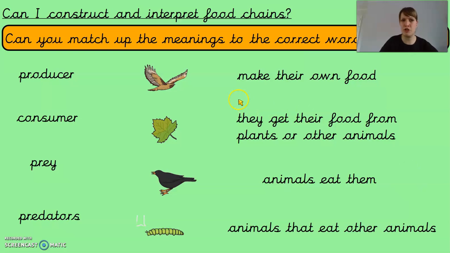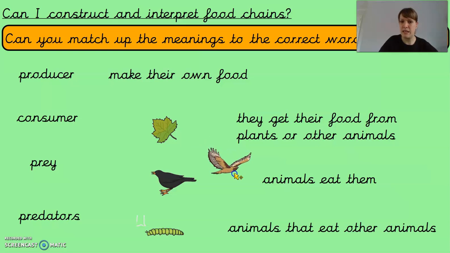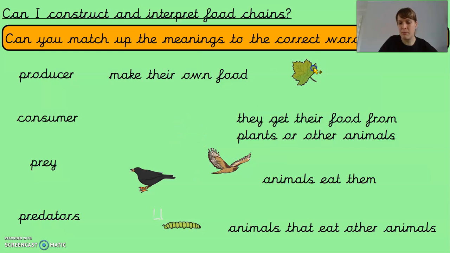So I know that producers make their own food. So I'm just going to move this bird out of the way and I'm going to put that. Producers make their own food. And I know this eagle here doesn't make its own food. This blackbird here doesn't make its own food, and I know this caterpillar doesn't make their own food, so it must be the leaf. Plants can make their own food. They obviously have to use the sun and water to survive, but they make their own food.